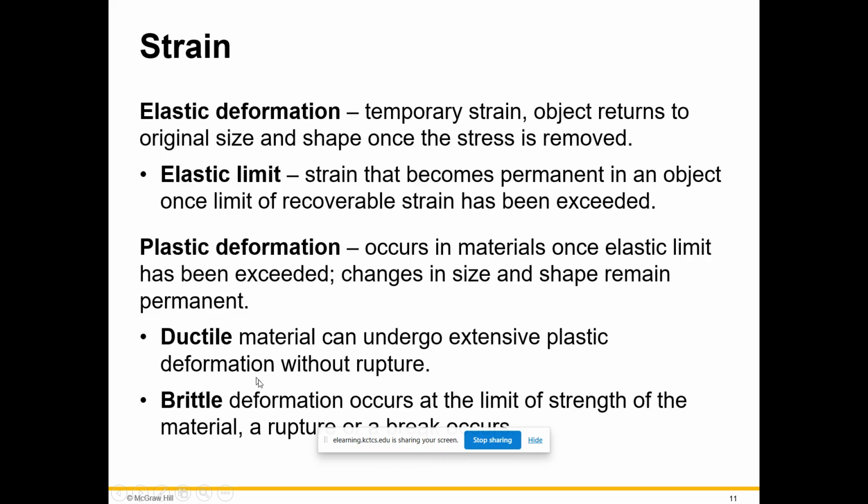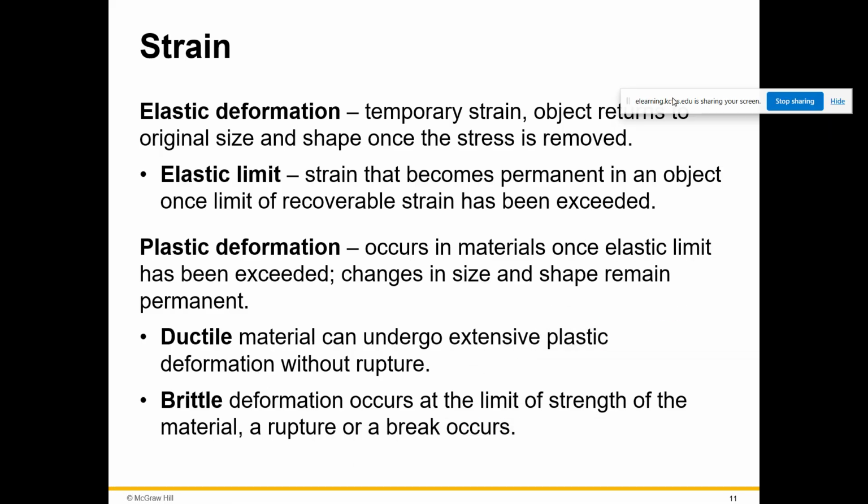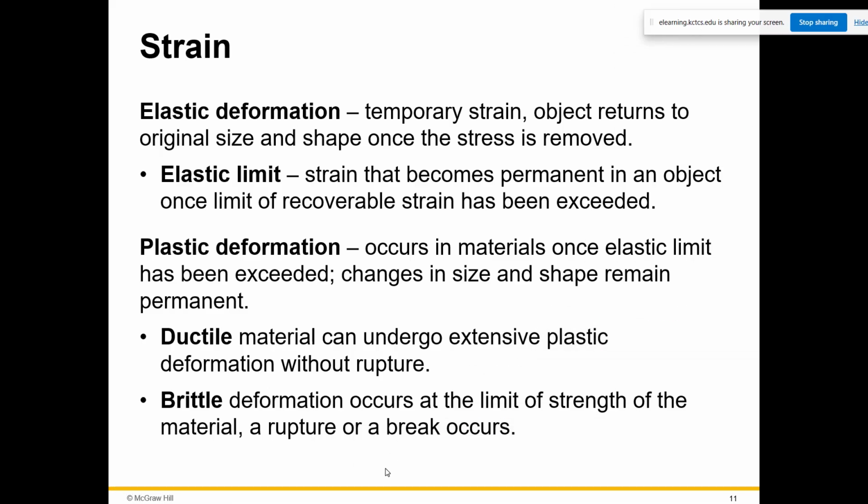So what do those changes look like? It can either be brittle or ductile. So brittle is like if you think of a potato chip. You can't really bend that potato chip. You do pretty much anything to that potato chip and it is going to break. That is brittle. Ductile is more like what we would think of like metals or plastic.